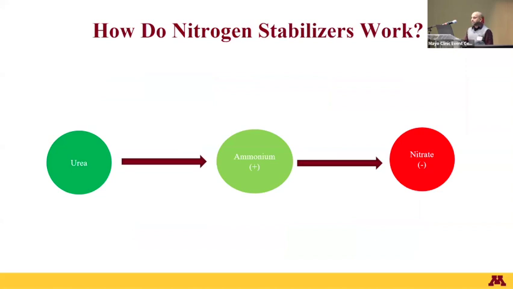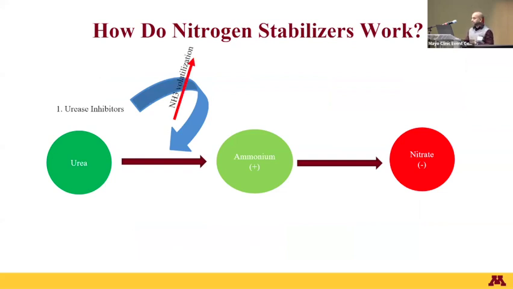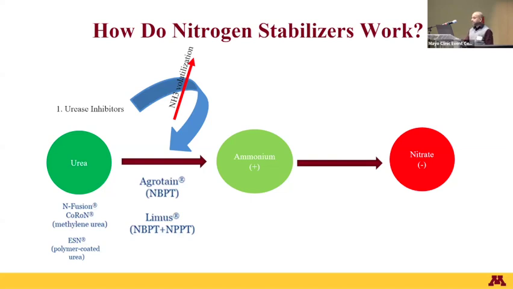So how do these nitrogen stabilizers work? What are the different types and what is their mode of action? Well, there are two different kinds of nitrogen stabilizers or inhibitors. The first one is urease inhibitor, which inhibits the conversion of urea to ammonium and protects against ammonia gas losses when urea is placed over the soil surface and there is not enough rain to incorporate that urea into the soil. The active ingredients in products with urease inhibitors are NBPT and NPPT. These active ingredients are found in products with trade names of Agrotain, Limus, and also some other slow-release fertilizers like Nfusion and ESN that also contain NBPT and NPPT.